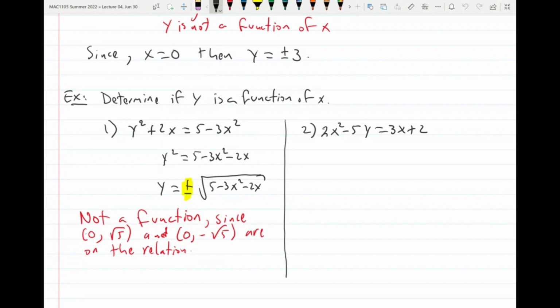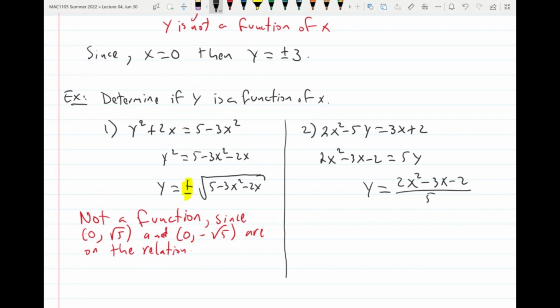Yes or no? Yes, it is. Good. So here we solve for y. What do we get? Let's see. Okay, so I'm going to bring the x's over here, bring the y over here, and then divide by 5. So we get y equals 2x squared minus 3x minus 2 over 5.